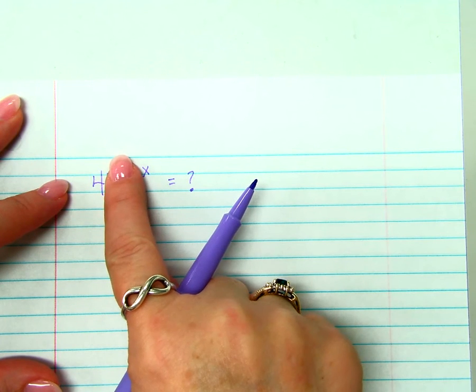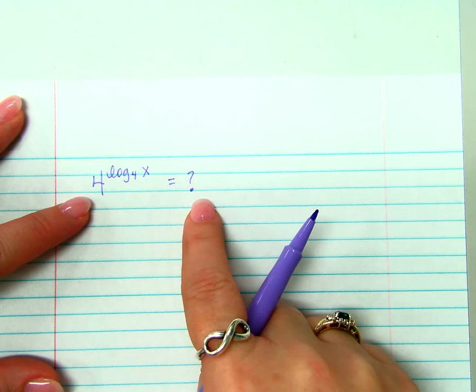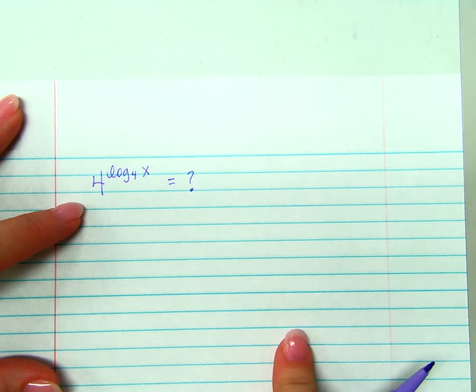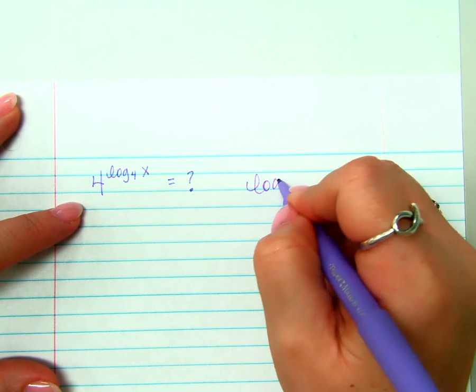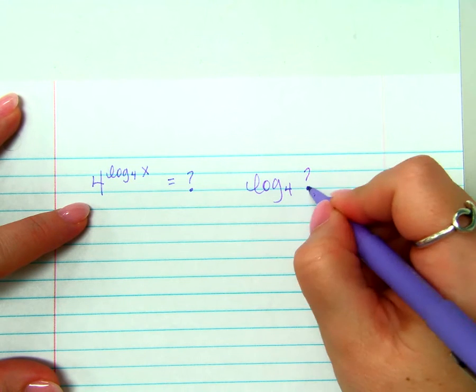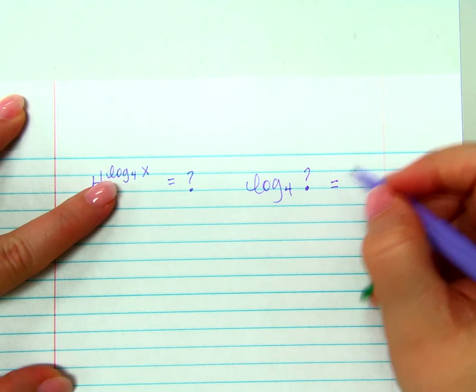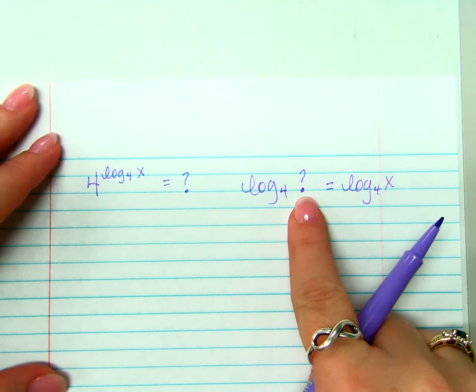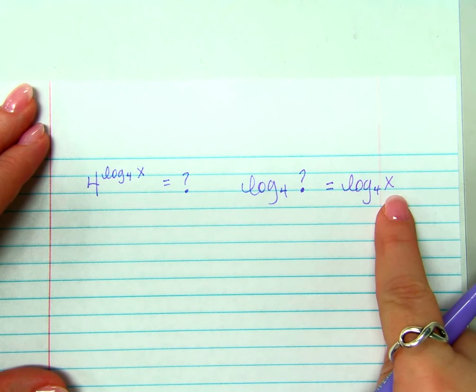I know it says log up there, but isn't it really an exponential form? A base, a power equals something. So write it in logarithmic form then. Log base 4 of something equals my exponent, log base 4 of x. What should that something equal then? X.